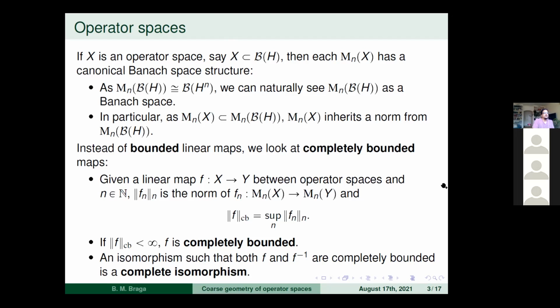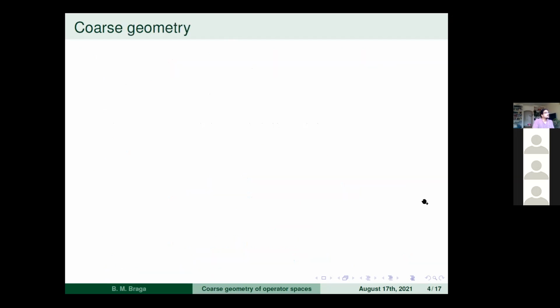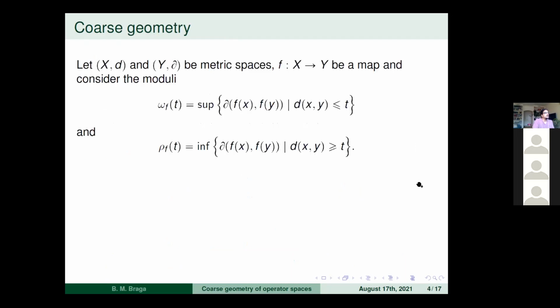Okay, so those are what operator spaces are. Now let's just quickly recall the very basics here of coarse geometry. So in here, I'm just looking at arbitrary metric spaces, but of course, we're going to be looking at operator spaces, or at least subsets of operator spaces in what follows. So you look at operator spaces, X and Y, and you consider a map between those. So you have those two moduli over here. Right? So this omega F is telling you how much the image can be far away from each other, given that the points in the domain were at most something away from each other.